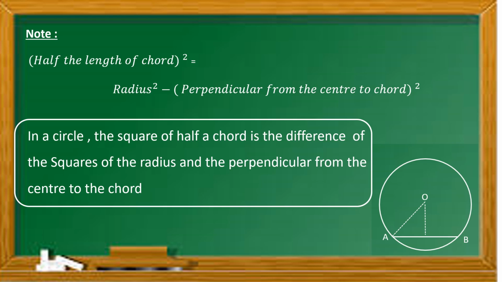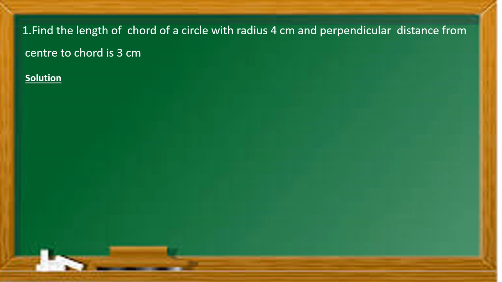So in order to get a thorough understanding, you first draw the figure, then write the formula, then write this in words. So this is a very important generalization. We will do problems based on this. Let's do the next question. Find the length of chord of a circle with radius 4 cm and perpendicular distance from center to chord is 3 cm.